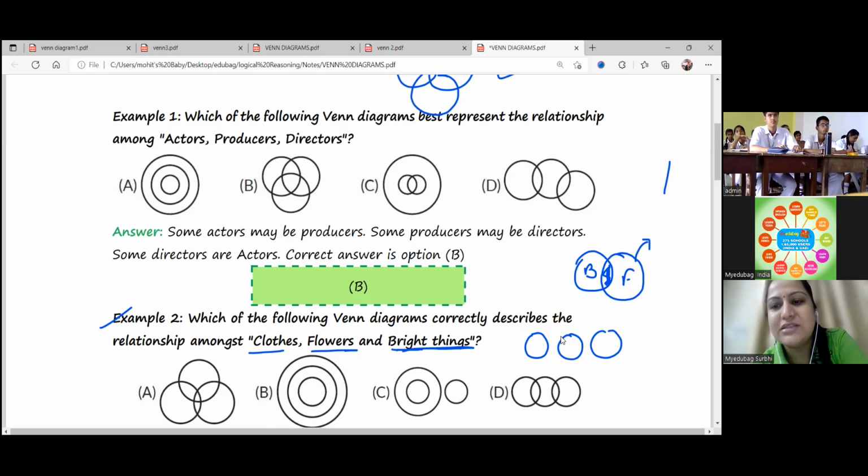Okay. So if in my closet there are some bright clothes, this is represented here. These are some bright clothes, and the rest are not bright clothes. So which one is right? A, B, C, or D? Fourth. Okay.